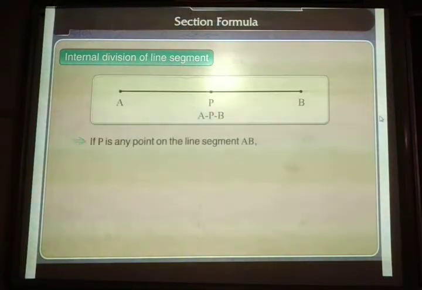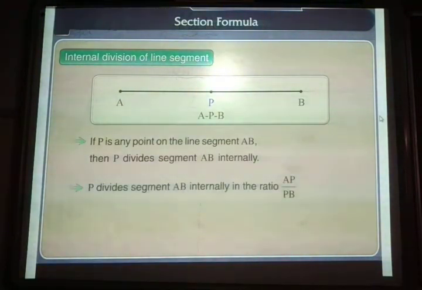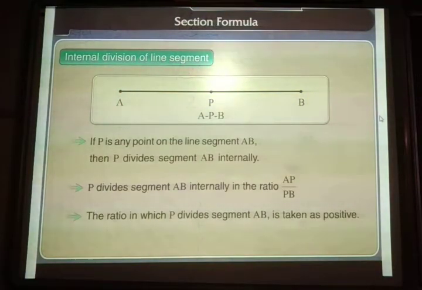Internal division of line segment. If P is any point on the line segment AB, then P divides segment AB internally. Here, the point P is between the points A and B. Hence, P divides segment AB internally in the ratio AP is to PB. In this case, the ratio in which P divides segment AB is taken as positive.